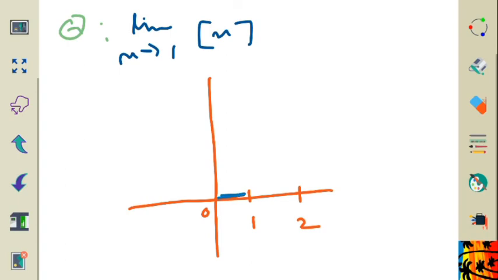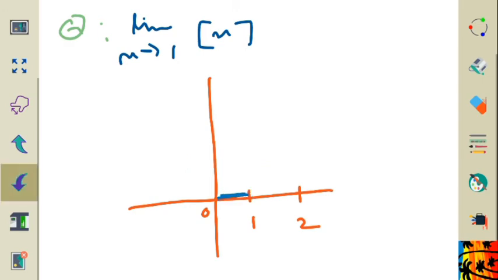This portion will be covered. For 1 to 2, whatever value between 1 and 2 I take, the graph will look like this. At 1 you can easily see the left hand height is 0, and the right hand height is almost 1. So it is clearly visible that the left hand limit is not equal to the right hand limit, right? Hence the limit doesn't exist at 1.